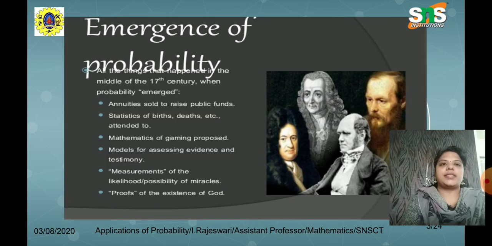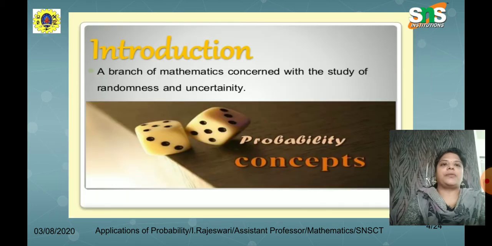Next, we are going to discuss the emergence of probability. All the things that happened in the middle of the 17th century when probability emerged. Annuities sold to raise public funds. Statistics of births, deaths, etc. attended to. Mathematics of gaming proposed. Model for assessing evidence and testimony. Measurement of the likelihood of miracles. Proofs of the existence of God.